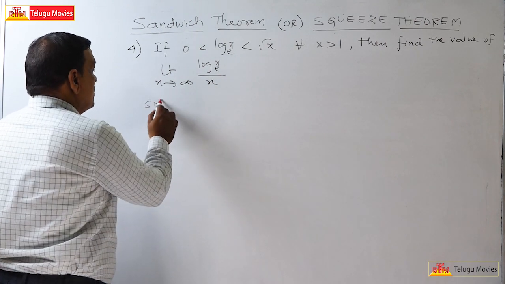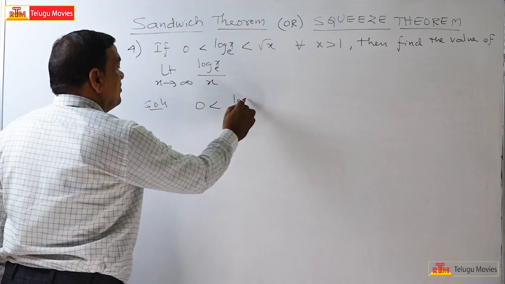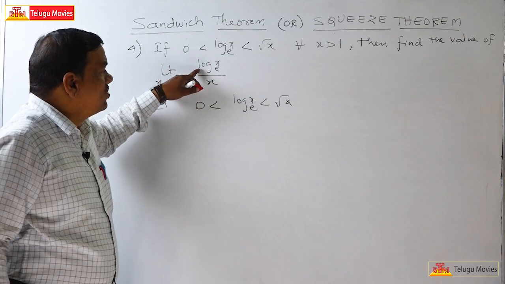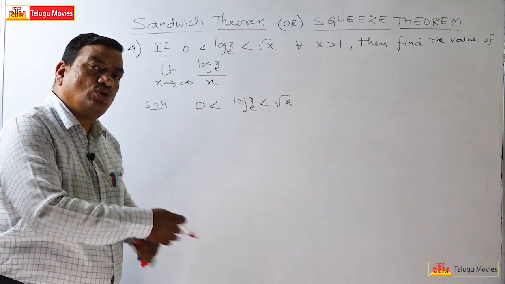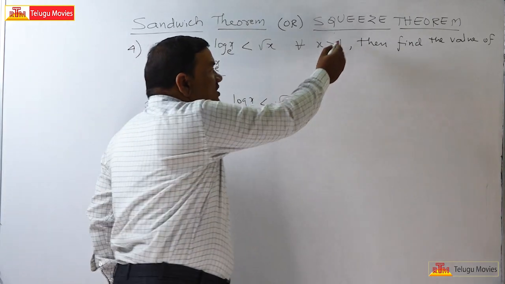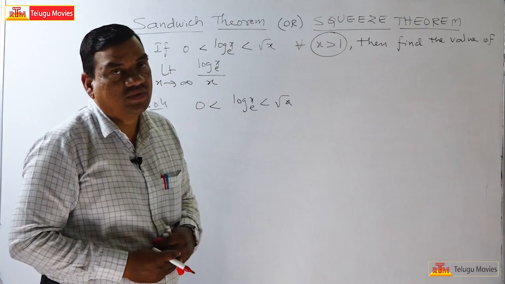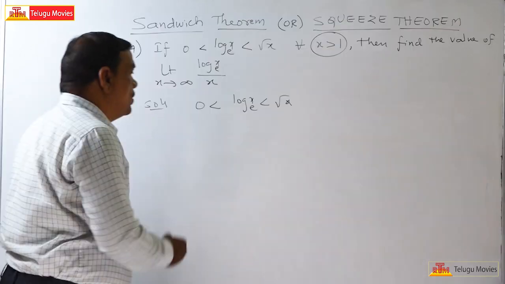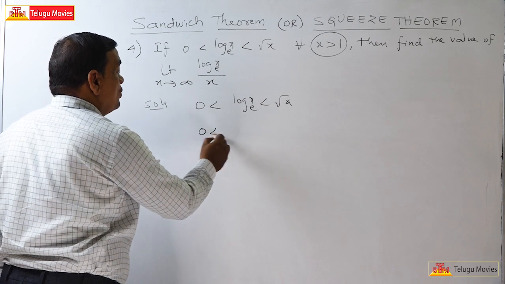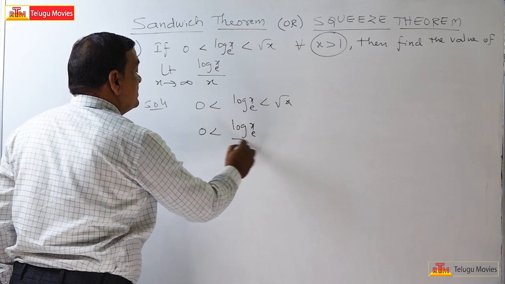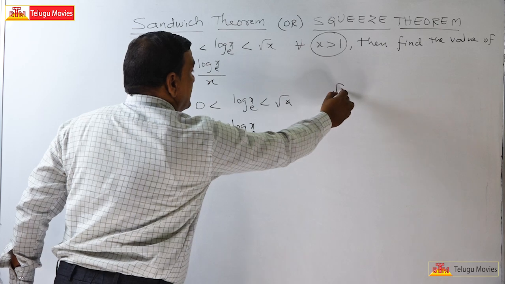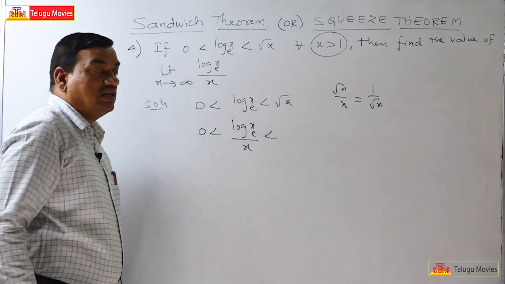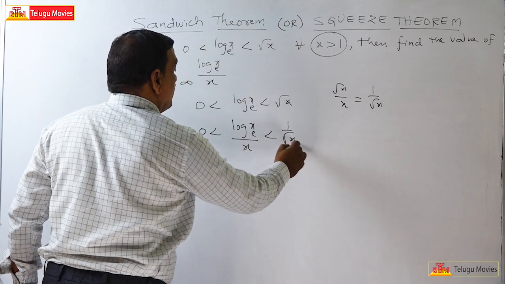See the solution. What is given? 0 is less than log x to the base e, which is less than root x. What we want is log x to the base e by x. So you can divide with x. Why? Because here x is greater than 1, so x is a positive number. Therefore, you can divide with x, no problem. 0 by x is 0, less than log x to the base e by x, less than root x by x, which is nothing but 1 by root x.